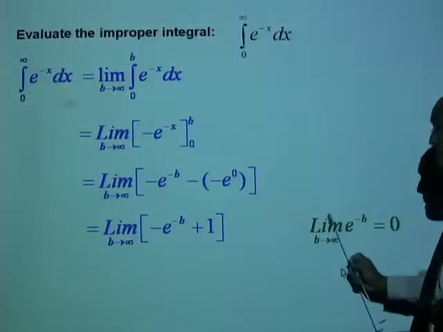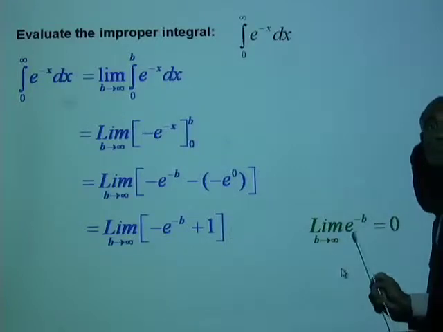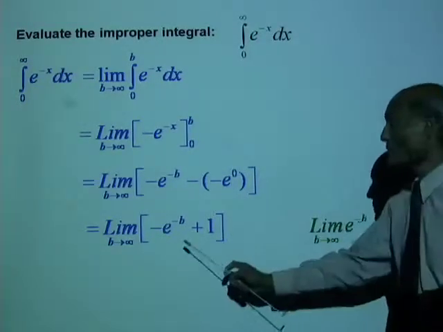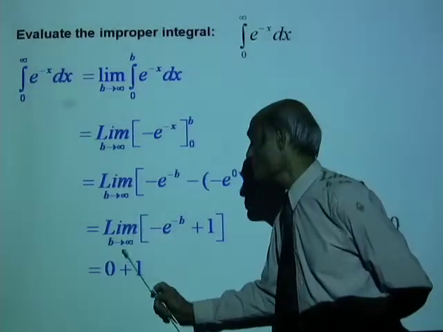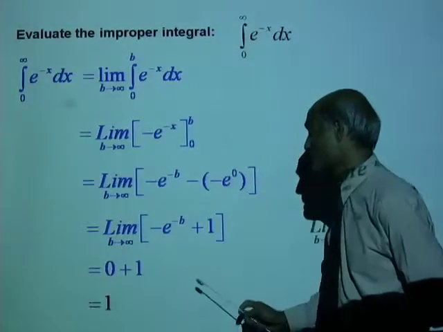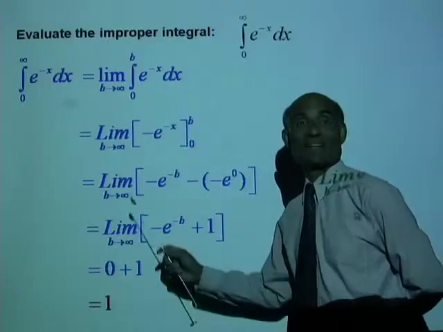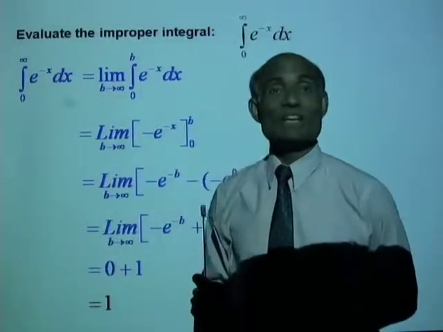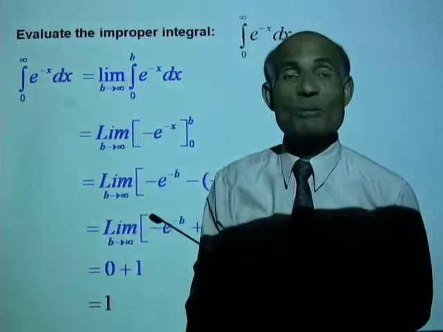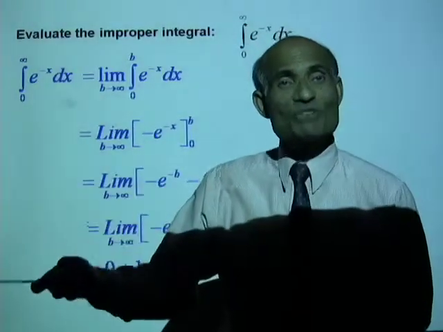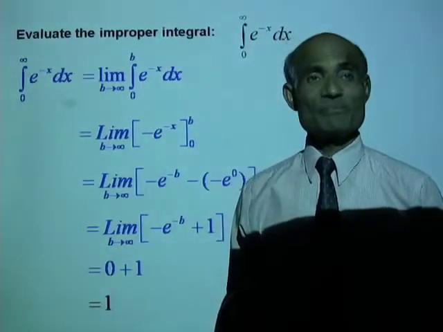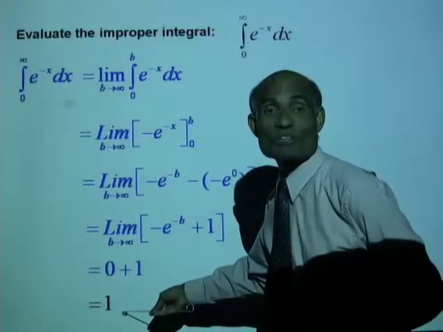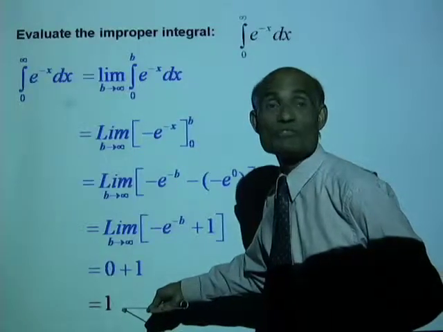And you know this already. Limit b approaches infinity, e to the power of negative b is 0. So the value of this will be 0 plus 1. That's equal to 1. The value of this improper integral is 1. Is this a converging improper integral or a diverging improper integral? Well, it is a converging improper integral. That area converges to 1.